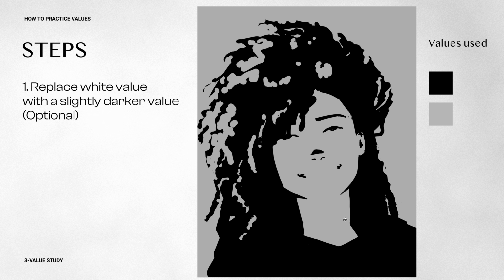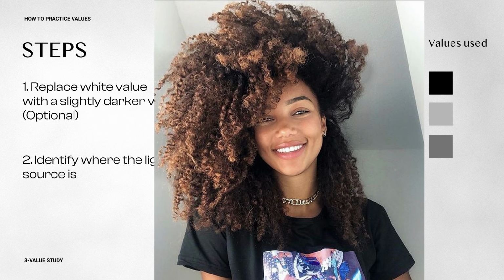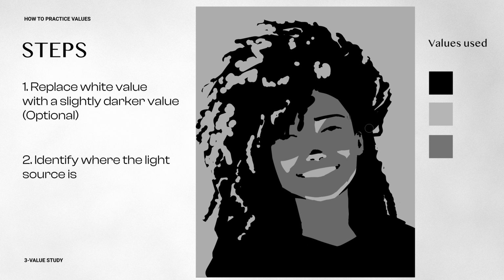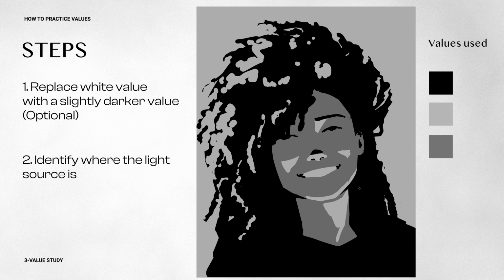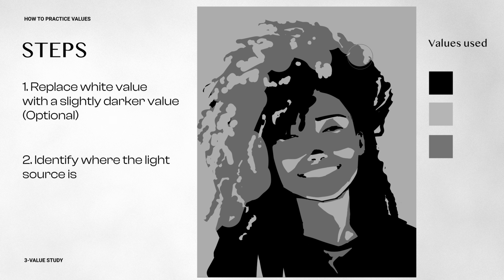Now, the second step is to identify where the light source is going to be. This will give us an idea where to put the lighter and darker values. For her face, I'm going to select a slightly darker value. Since the light source is coming from below, these areas in her face will be lighter compared to the rest of her skin. Now I'm gonna take the same value I used for the skin and apply it to her hair to add more volume.